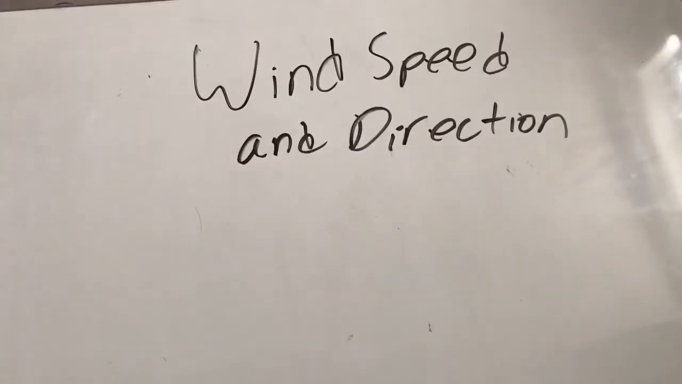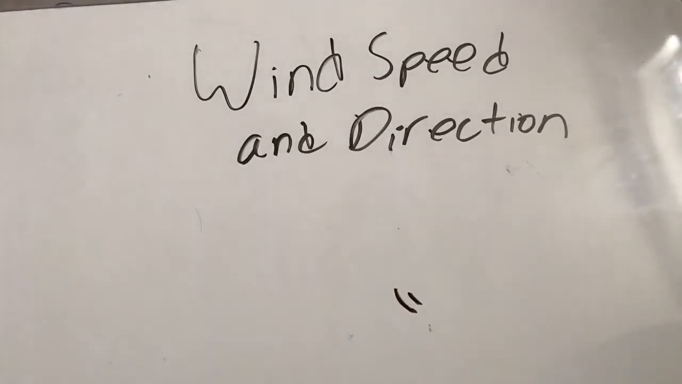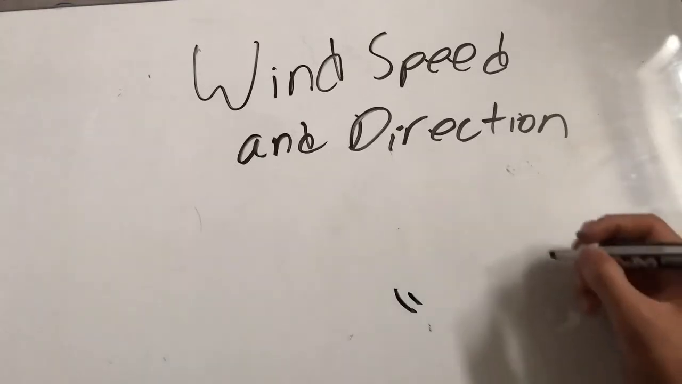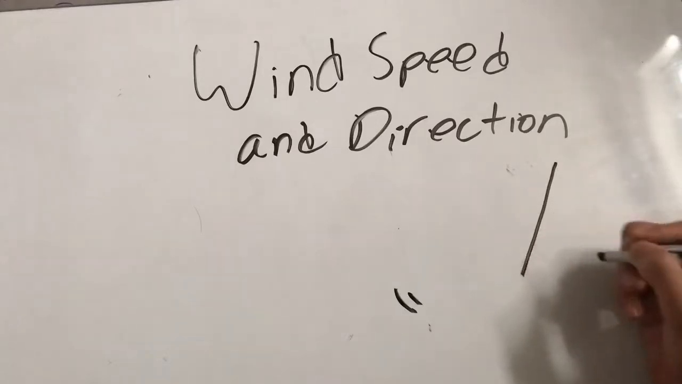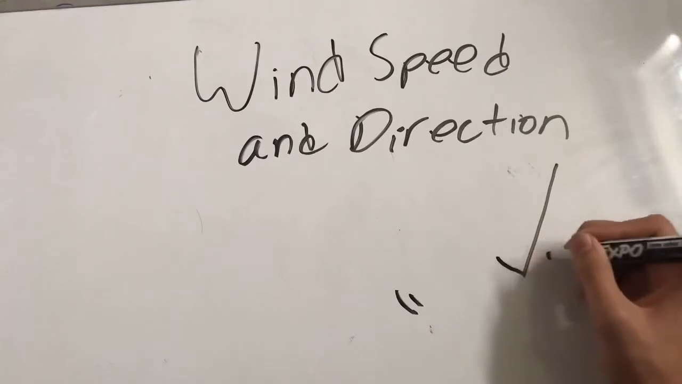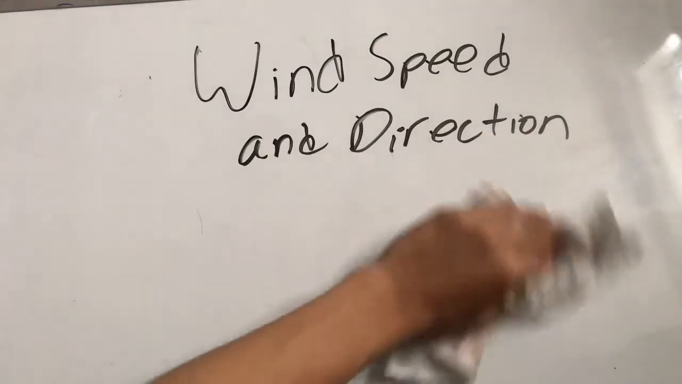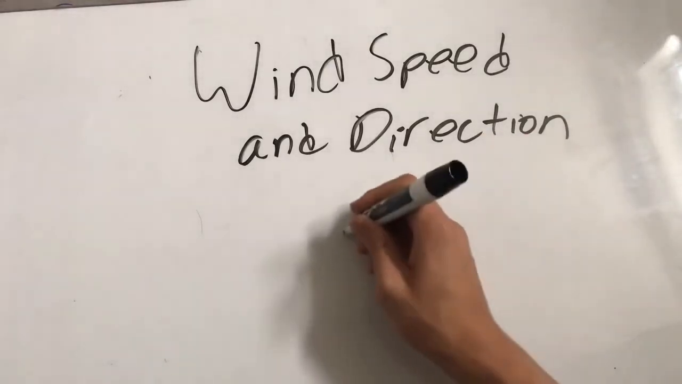Next is wind speed and direction, which uses something called the feathering system. And the feathering system is basically you have a small line and a large line. The large line is 10 miles per hour and the small line is 5 miles per hour. So let's say the wind is moving at 15 miles per hour. This would be your bar line, and then you would put a whole feather and a half feather, which means 15 miles per hour.